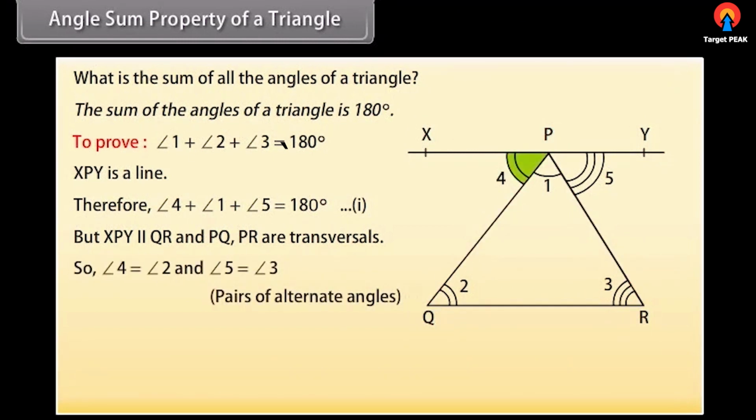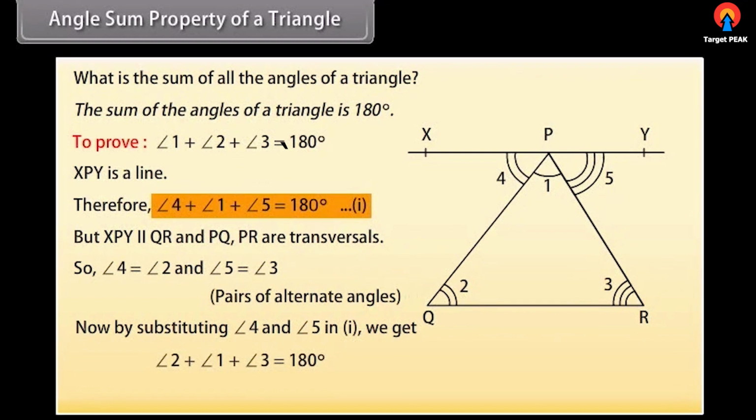But XPY is parallel to QR, and PQ, PR are transversals. So angle 4 is equal to angle 2 and angle 5 is equal to angle 3 because these are pairs of alternate angles. Now by substituting angle 4 and angle 5 in 1, we get angle 2 plus angle 1 plus angle 3 is equal to 180 degree. Or we can write it as angle 1 plus angle 2 plus angle 3 is equal to 180 degree.